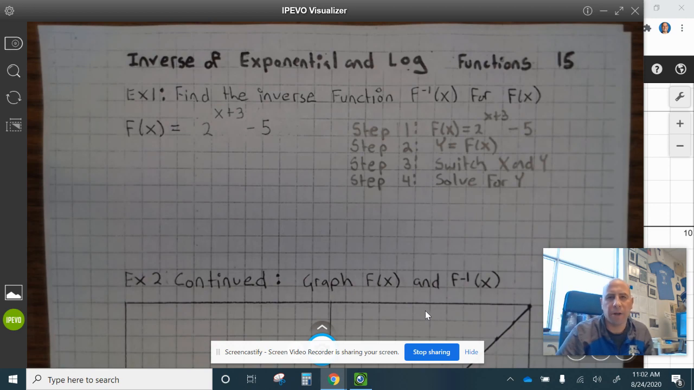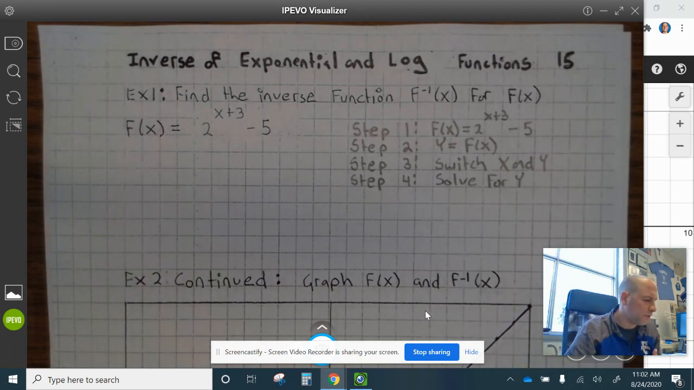Okay, today we're going to journal page 15, inverse of exponential and log functions. Example 1. Find the inverse function f inverse of x for f of x, when f of x equals 2 to the x plus 3 minus 5. Remember, step 1 is just to look at the function and identify it. In this case, it's exponential.